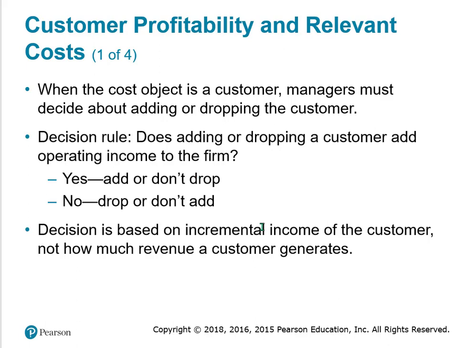Now, customer profitability and relevant costs. If the cost object is a customer, managers have to decide about adding or dropping a customer. Okay, and the question again is, does adding or dropping a customer add operating income to the firm? If the customer adds income, don't drop. If they don't add, drop. And the decision is based on incremental income of the customer, not how much revenue the customer generates.